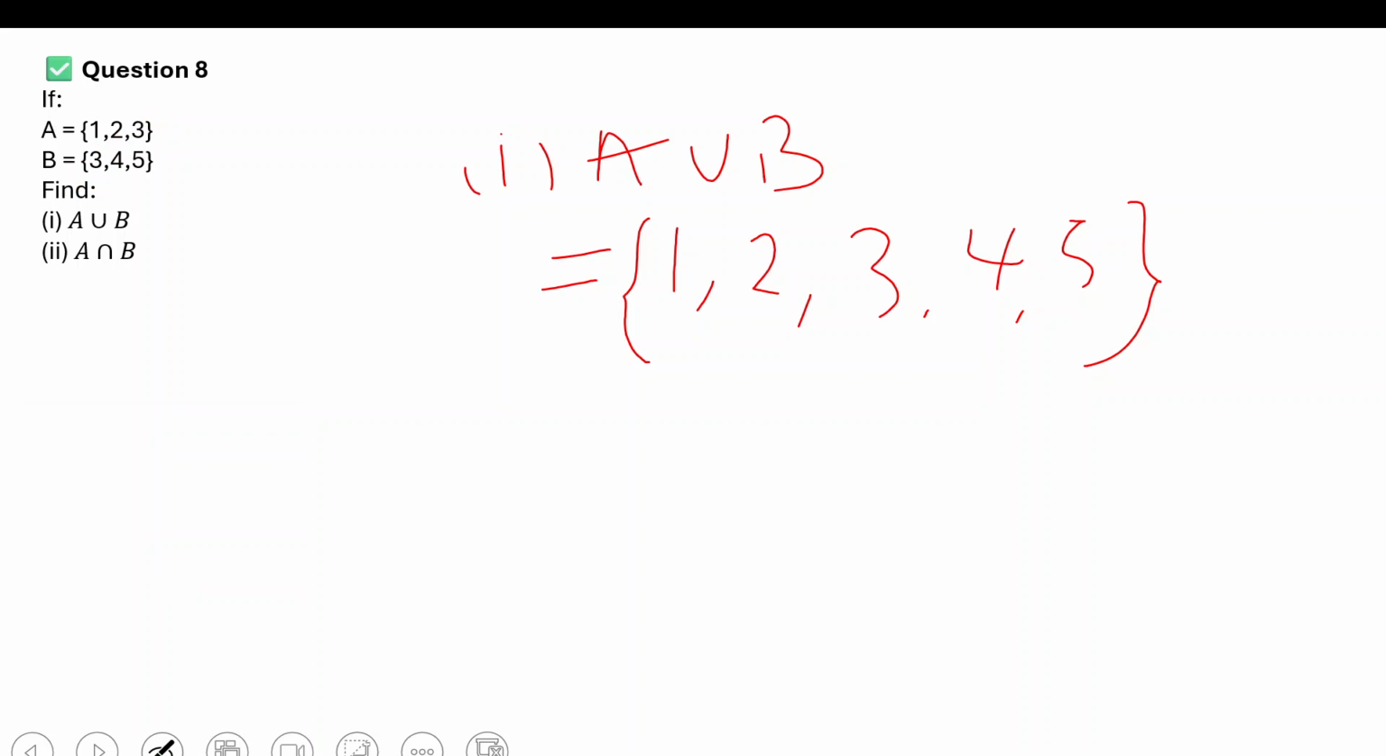So that's for the first question. Second question is A intersect B. A intersect B means what is present in A and also present in B. So I have only one element, and that element is 3.